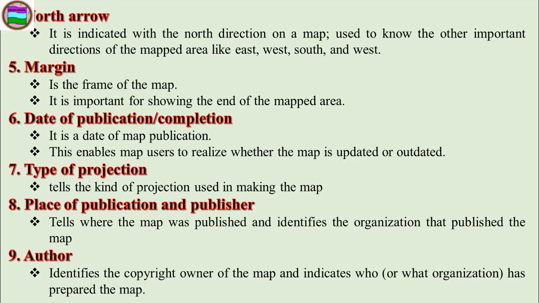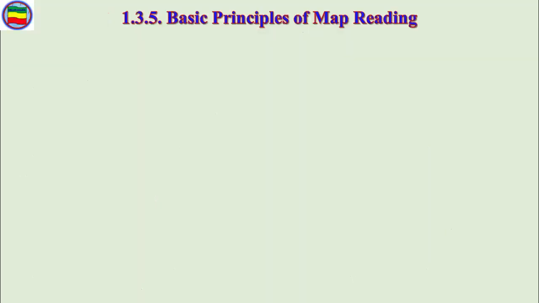Once the map is prepared by someone, Mr. X, then another person can use that map by getting permission from the author. So including the author is important for identifying the copyright owner.